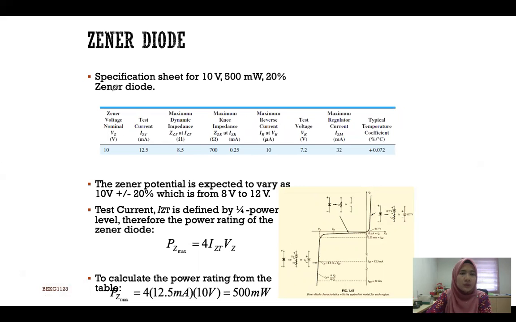For example, you were given the specification sheet for a 10 volt 500 milliwatt 20% Zener diode. Okay, so you were given this information. This information is for the 10 volt 500 milliwatt 20% Zener diode. So from this specification, you can actually know that the Zener potential is expected to vary as a 10 volt plus minus 20%, which is from 8 volt to 12 volt.